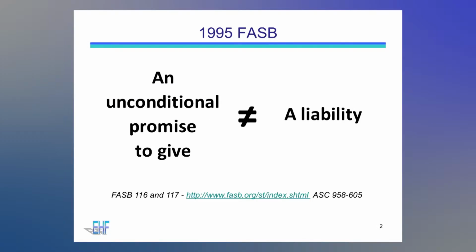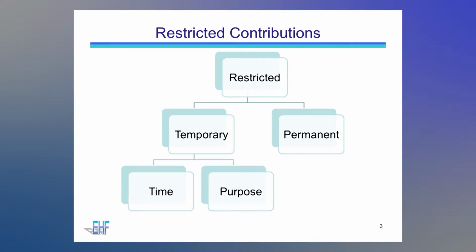Before 1995, when the Financial Accounting Standards Board, that's known as FASB, decided that unconditional promises to give should not create a liability, many nonprofits were doing just that, recording such contributions as deferred revenue, a liability. Since 1995, organizations are required to record all contributed income when it is received or unconditionally promised, like a pledge, whether restricted or unrestricted. So, what exactly is a restricted contribution?